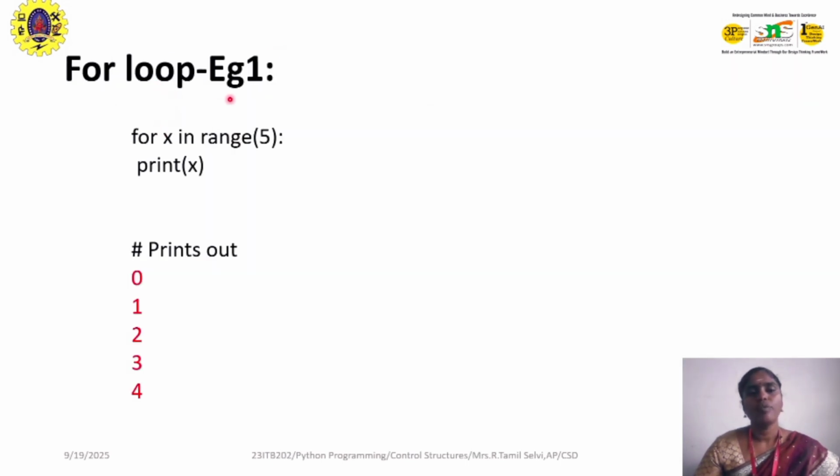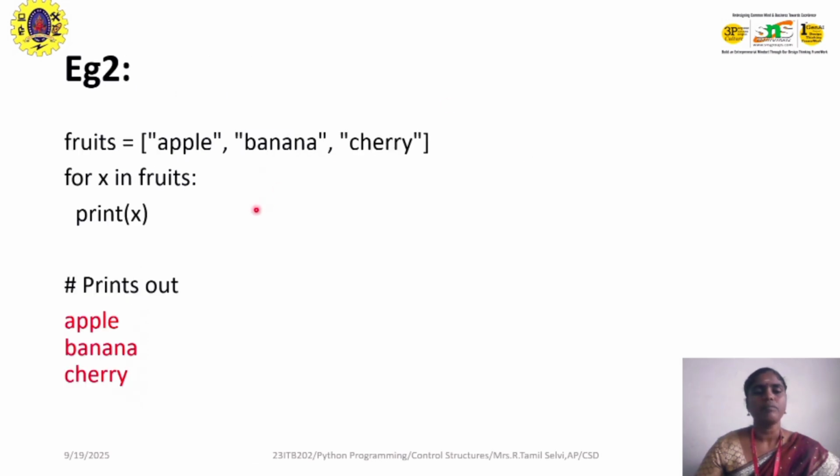Next one, for loop. If you want to define the for loop, you have to specify the keyword for, a variable, in range function or sequence, followed by the colon symbol. Consider this example. You can also use the for loop to display a list of items.